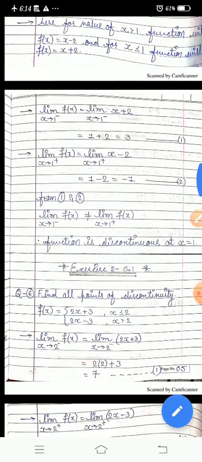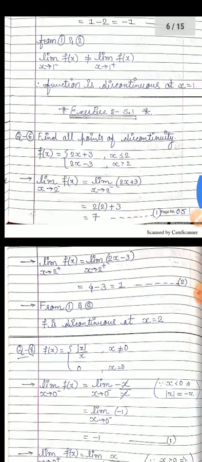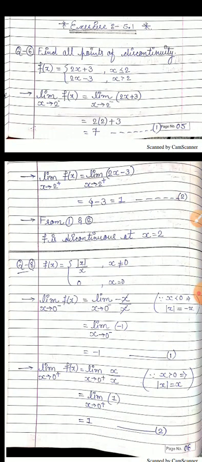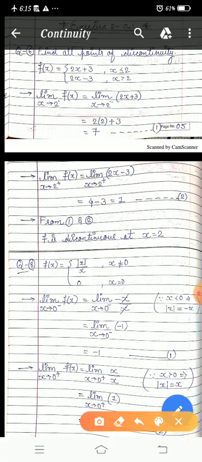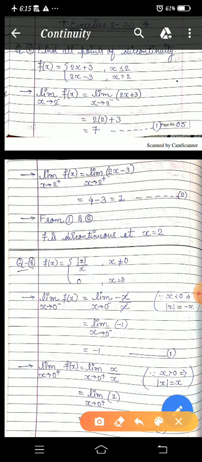Now let us move to the exercise. Question number 6 of exercise 5.1 is of a similar type. Here we need to find all points of discontinuity, that means at which points the function is discontinuous. First function is f of x equals 2x plus 3 whenever x is less than or equal to 2, and the second is f of x equals 2x minus 3 whenever x is greater than 2.